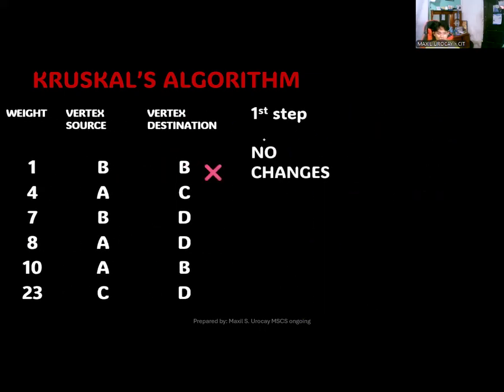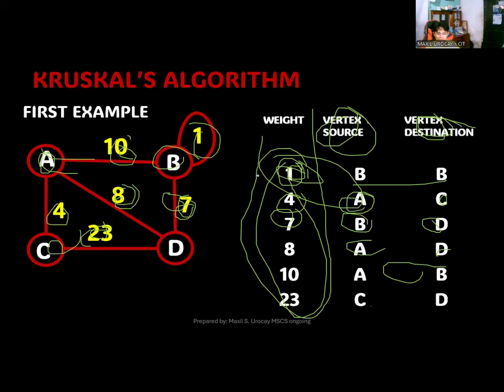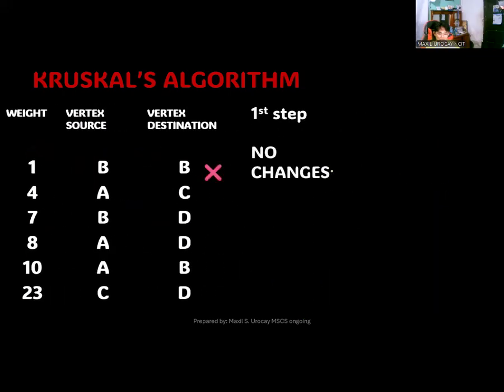So let's try to figure out. In the first step, you check whether we can add the 1 to your spanning tree. For B and C, there are no changes, because we cannot add it; it forms a loop and a cycle. Next, for the 4, what about A to C?